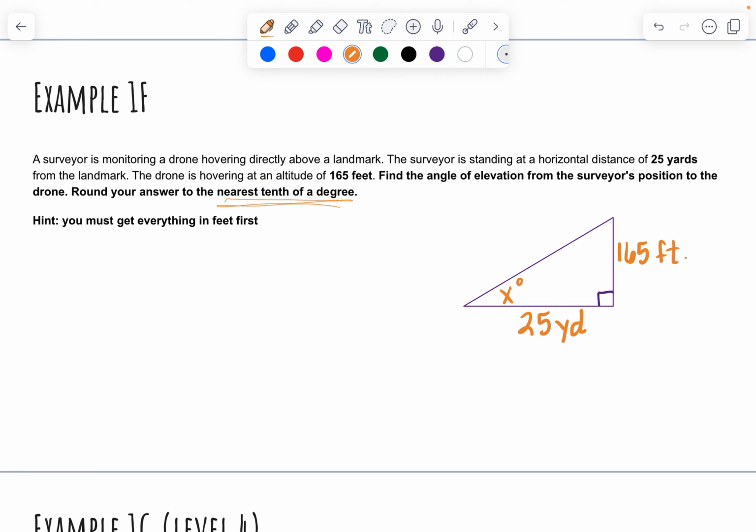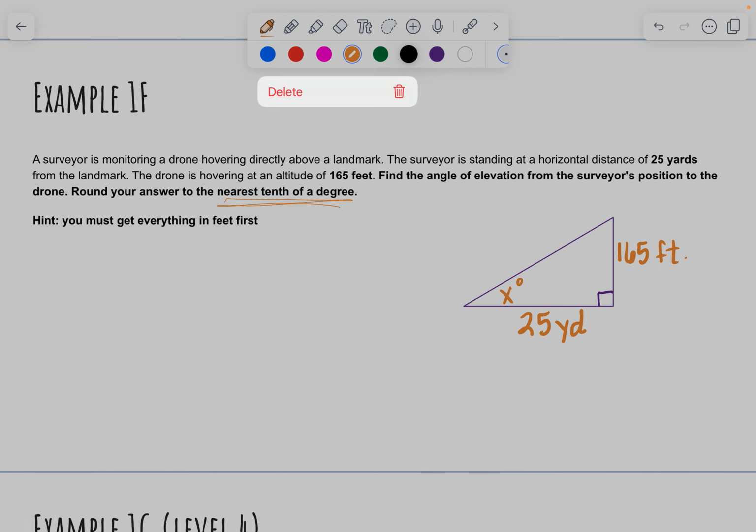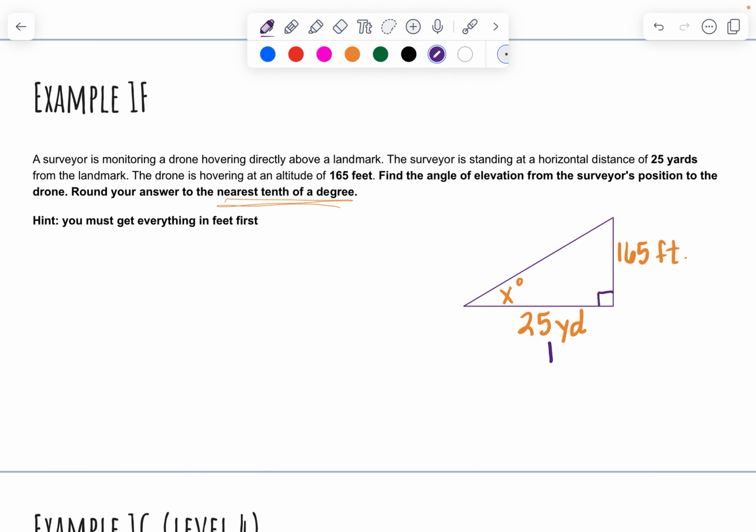It says, hint, you must get everything in feet first. Right now, our vertical distance is in feet and our horizontal distance is in yards. So to go from yards to feet, we multiply by 3. 25 yards times 3 would be 75 feet. So we're not using the 25 yards for that side. We'll be using 75 feet.